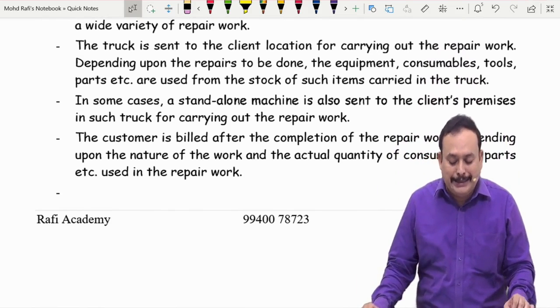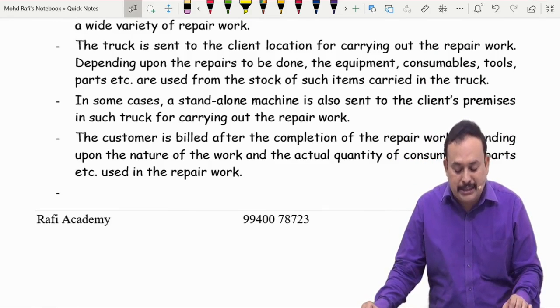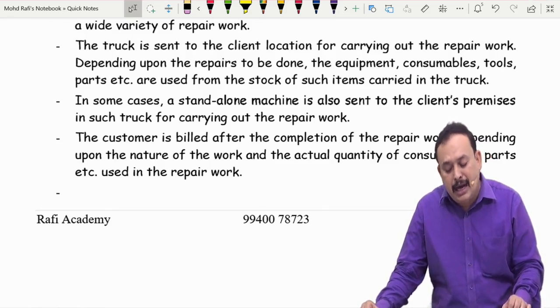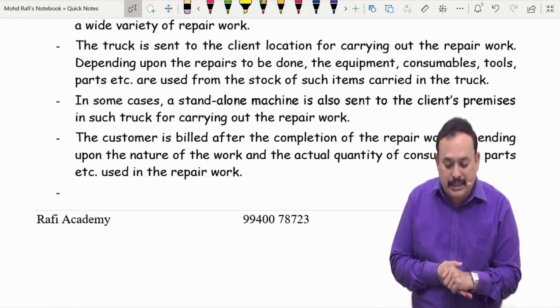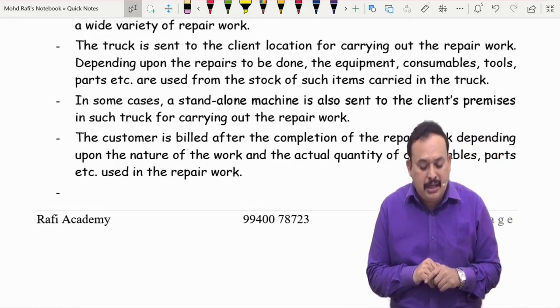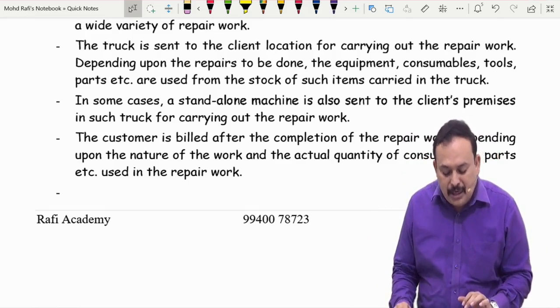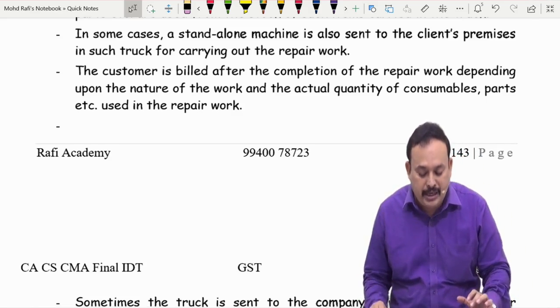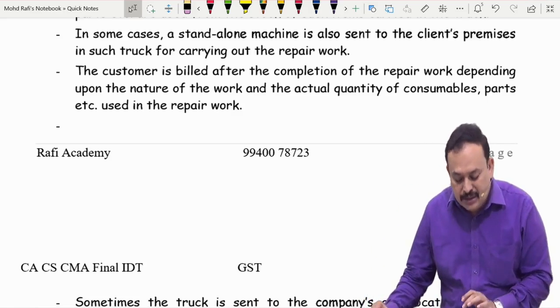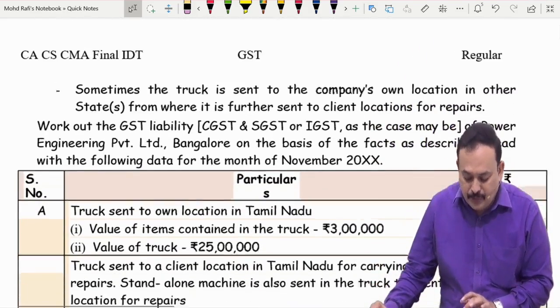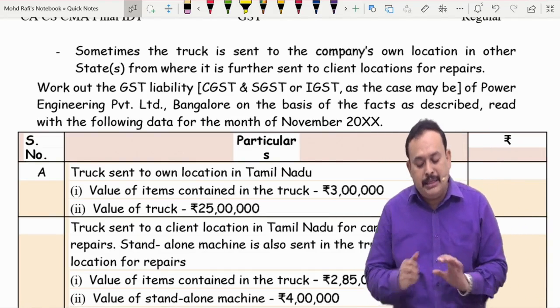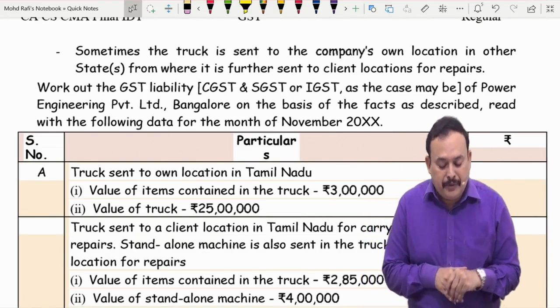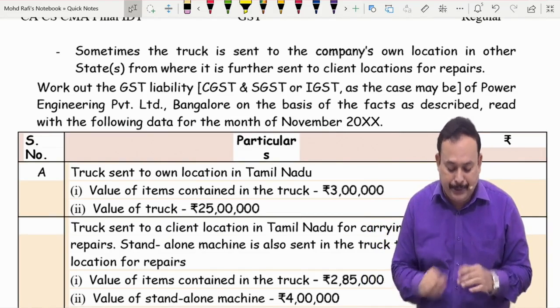Depending upon the repairs to be done, the equipment, consumables, tools, parts, and so on are used from the stock of such items carried in the truck. In some cases, a standalone machine may also be sent to the client location premises in such trucks for carrying out the repair work. The customer is billed after the completion of the repair work depending upon the nature of the work done and the actual quantity of consumables, parts, extra used in the repair work. Sometimes the truck is sent to the company's own location in other states from where it is further sent to the client location for repair.